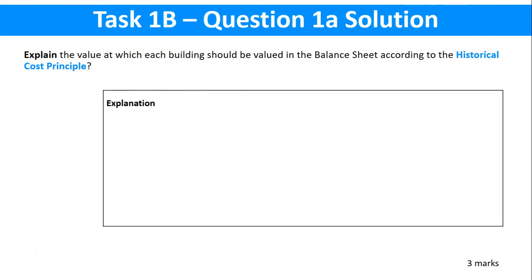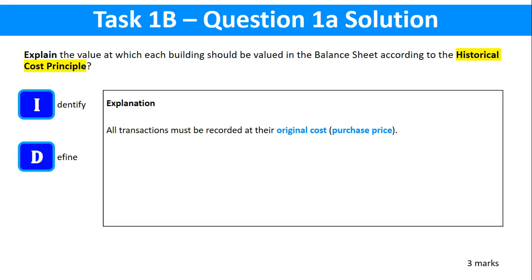So how are we going to write this down for 3 marks? We're first of all going to I for identify an accounting principle. The problem with this question is we actually don't need to do that, because the question's already done it for us. Just by writing historical cost, we're not going to get a mark at all for this question. So we're going to forget about identifying, since the question's done it for us. Let's just get into the definition.